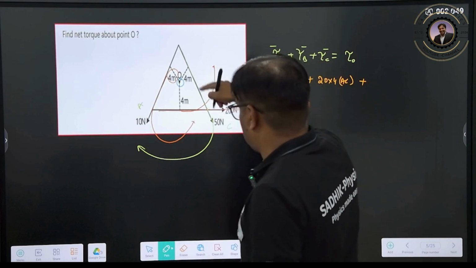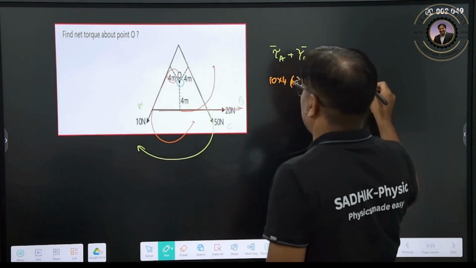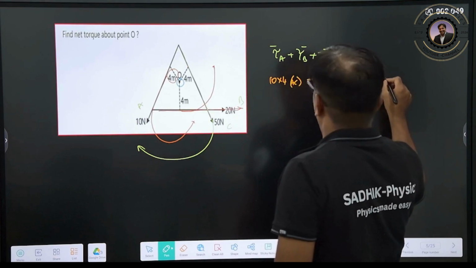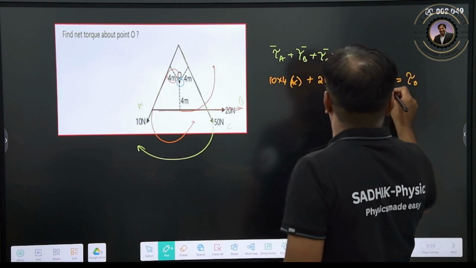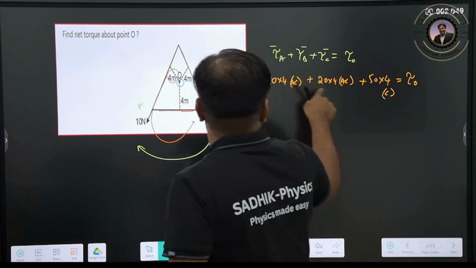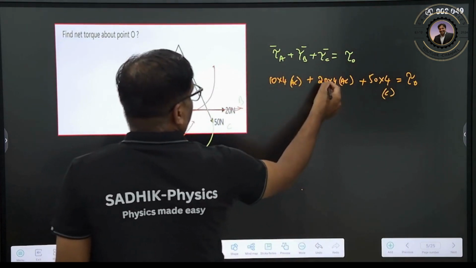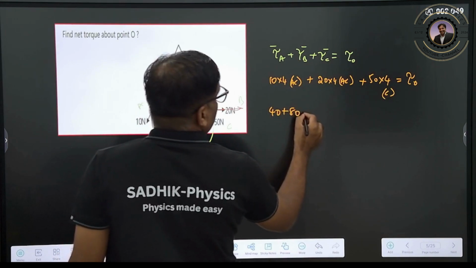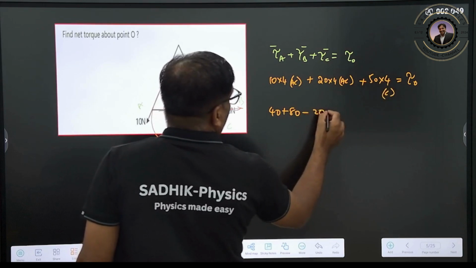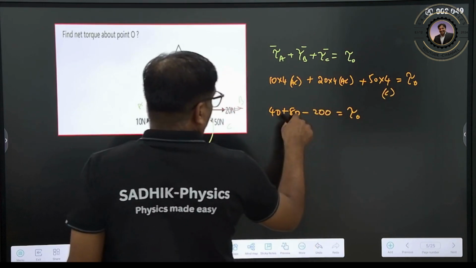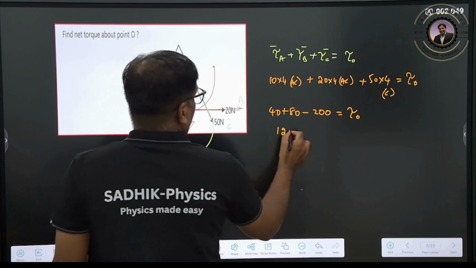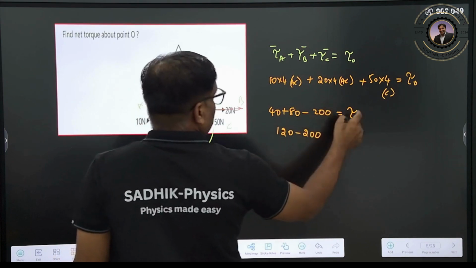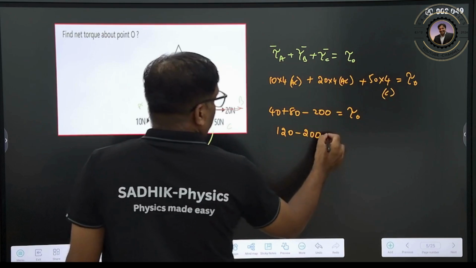Torque due to C: the C is making the rod rotate like this. Therefore 50 into 4, this will be the torque at O, and this is clockwise. The anti-clockwise ones are added, 40 plus 80, which is 120, and this is minus 200. So 120 minus 200. Who is dominating now? Clockwise is dominating.